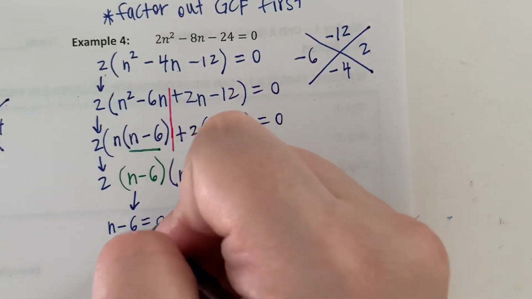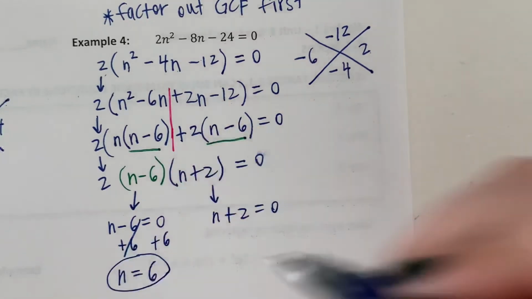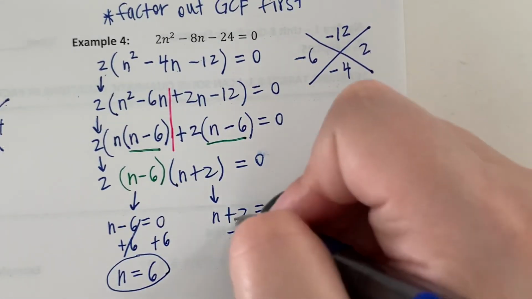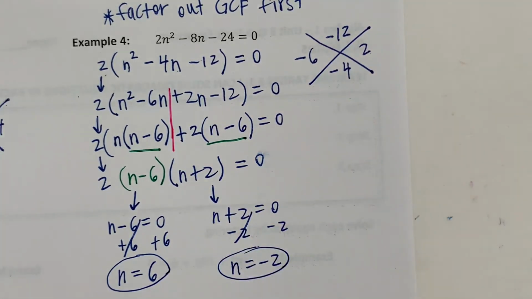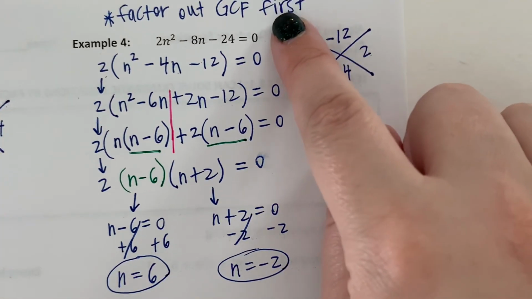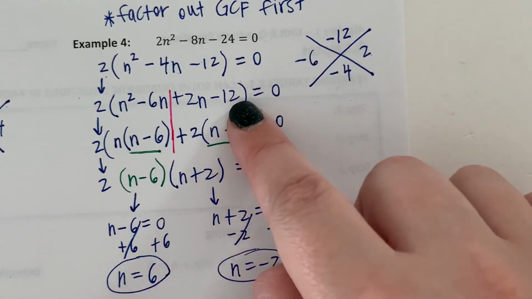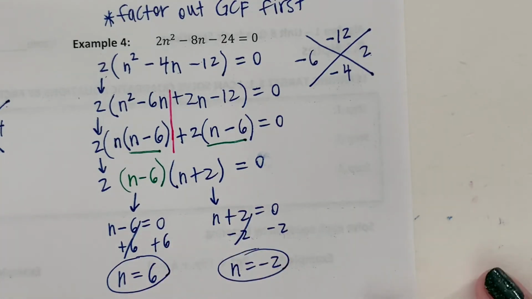Here I would add 6 to both sides, so one of my solutions is 6. And then here I would subtract 2 from both sides, and my other solution is negative 2. So example 4 is a good one. It covered everything: first factoring out a GCF, then doing X method, factor by grouping, and then setting each of your factors inside parentheses equal to 0.